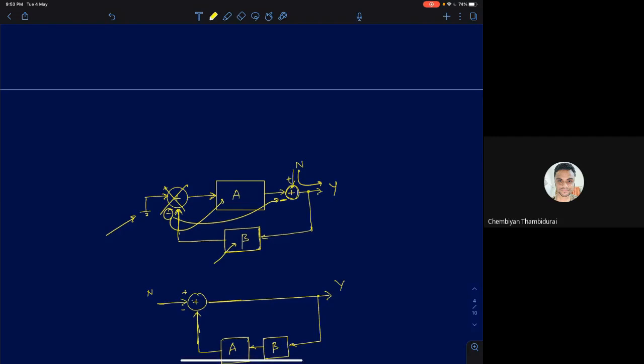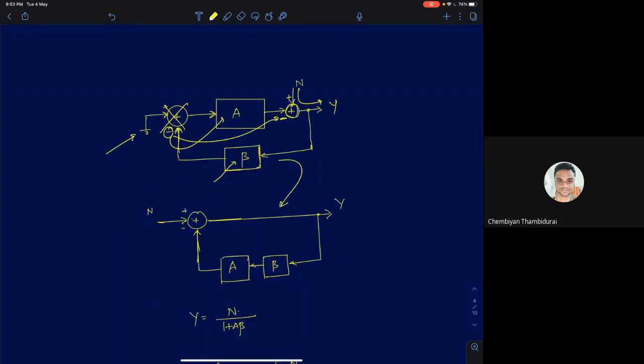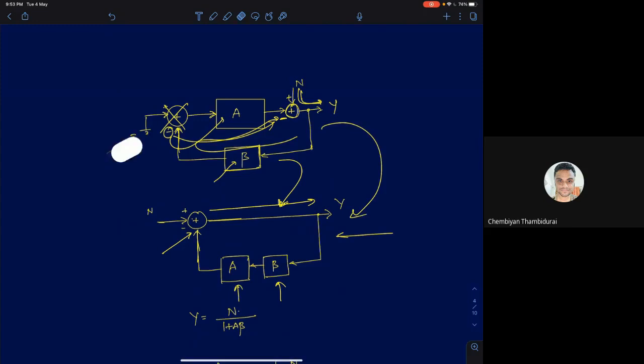So that's what I've done here in the next, reduced form of this closed loop model. In the forward path, the gain is 1. So that's 1 here. The whole thing comes in feedback now. So beta is in feedback, A is also in feedback, that gets subtracted here. Now this happens to be your reduced control loop model for the external disturbances N.